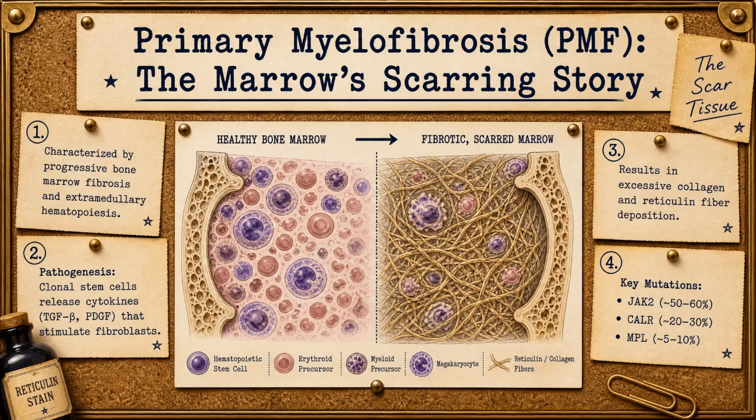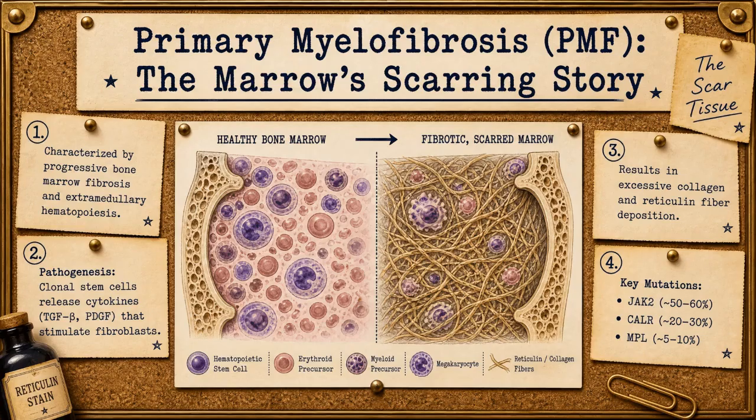Like the other MPNs, PMF starts with the clonal proliferation of abnormal hematopoietic stem cells. These mutated stem cells aren't just producing too many cells, they're also releasing a variety of cytokines and growth factors, such as transforming growth factor beta, TGF-beta, and platelet-derived growth factor, PDGF. These cytokines act as powerful signals that stimulate the fibroblasts, which are the cells responsible for producing connective tissue within the bone marrow. It's like the rogue stem cells are sending out memos telling the fibroblasts to go wild.